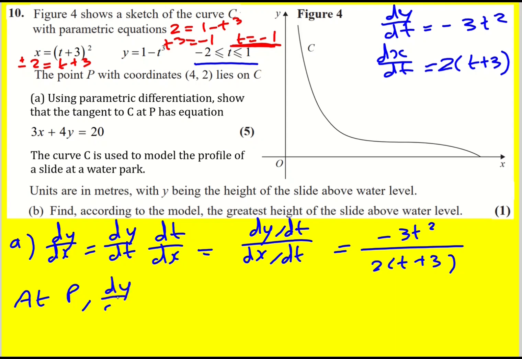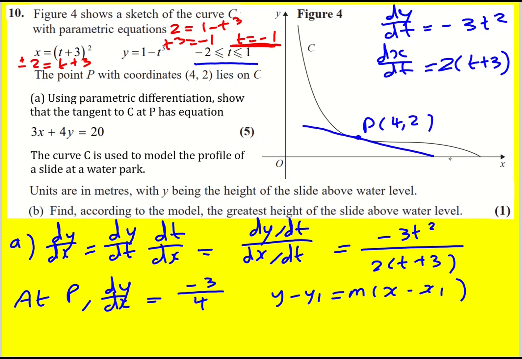dy/dx is going to equal, now we can substitute that minus 1 in, so we're going to get minus 3 over, and then it's going to be 2 times 2, so 4. Okay, so now I can use y minus y1 equals m(x minus x1) to get the equation of the tangent, because here I am with P, (4, 2). We want to find this line here. We found the gradient, and now we can substitute the point in.